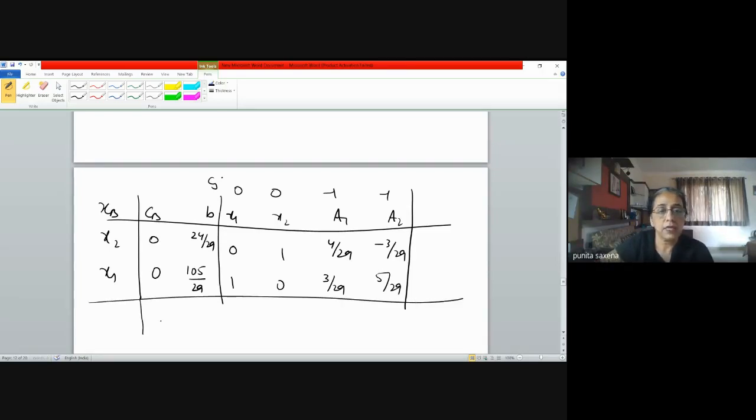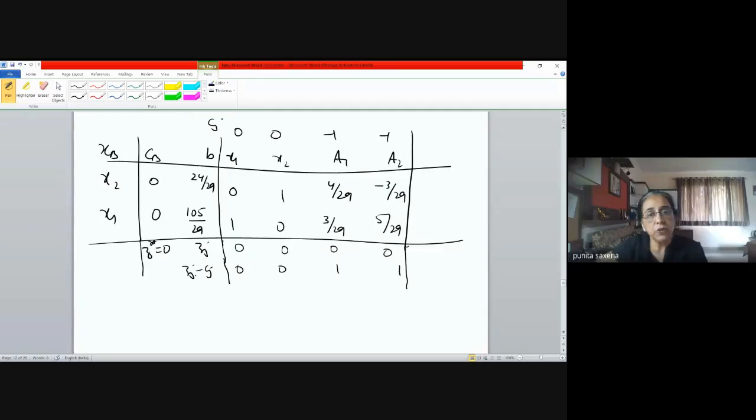And you can see now your Z star is 0. So phase 1 will end up here. And your ZJs are going to be 0. And your ZJ minus CJs are going to be 0, 0, and 1, 1. So your optimality has been reached here. Optimality criteria being satisfied here.